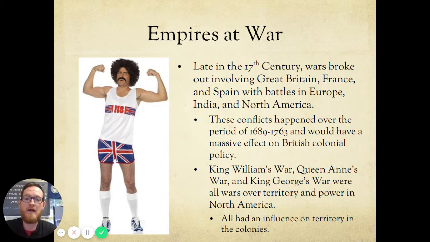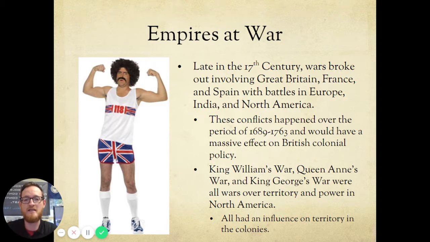But those three major powers were pretty much constantly involved in some sort of war, either in Europe, India, North America, and different places like that. And that would have a big impact on colonial policy during this time.